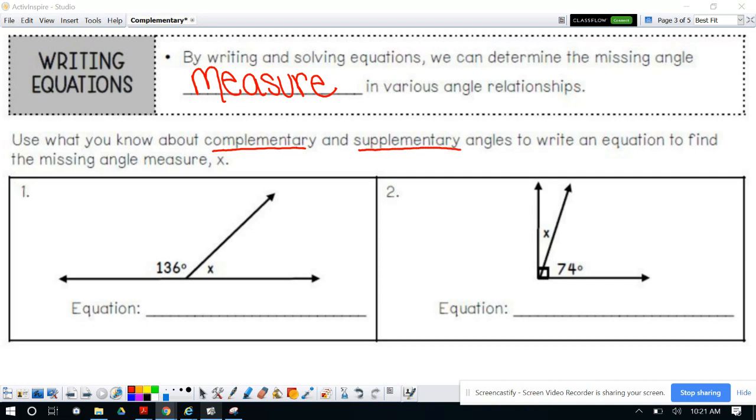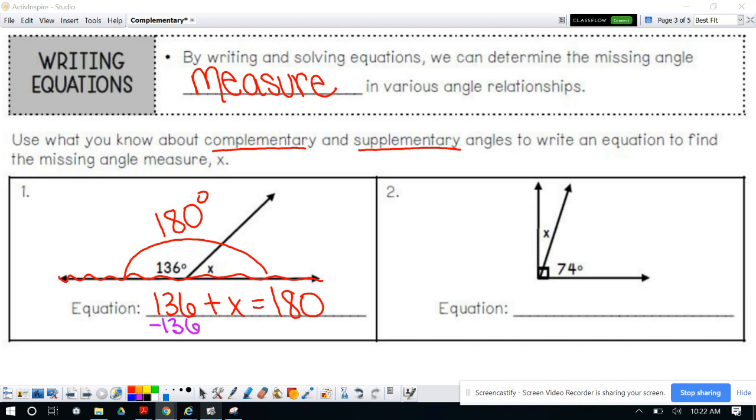So number one, we're going to use the fact that these lie on a straight line, which means they total 180 degrees. So that means that the 136 degree angle plus whatever x is has to total 180 degrees. And we know that to solve equations, we would subtract here to do the inverse operation and subtract the other side. And we would find that x is 44 degrees.